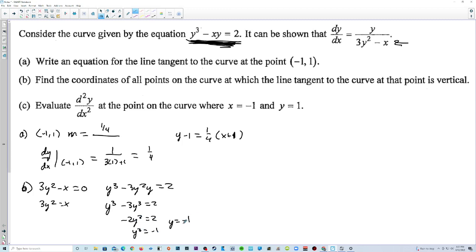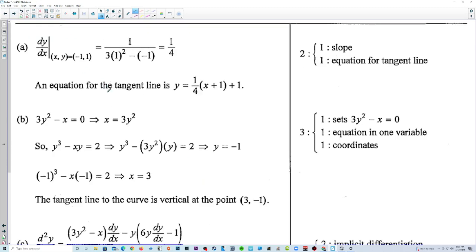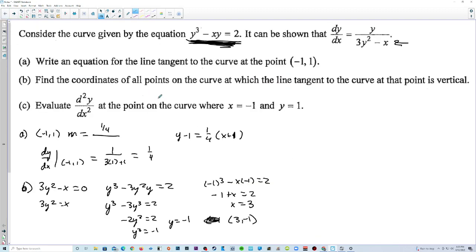Find the coordinates. Well, y is negative 1. Let's plug negative 1 in for y. So we get negative 1 to the third minus x times negative 1 is equal to 2. So negative 1 plus x is equal to 2. x is equal to 3. So we have the point (3, -1). Let's take a look at how we're doing here. Yep, (3, -1). All right, and then we got the equation there. Looking good.